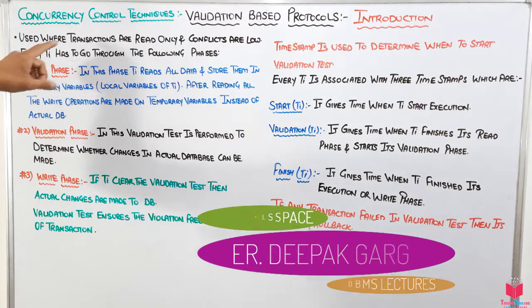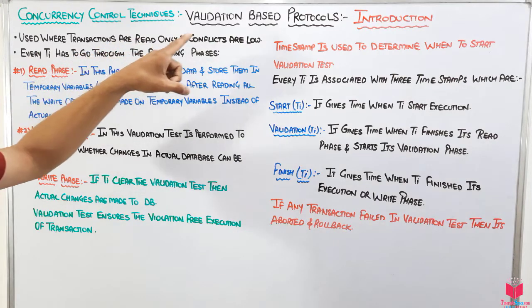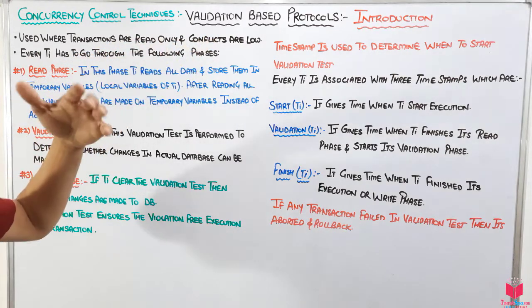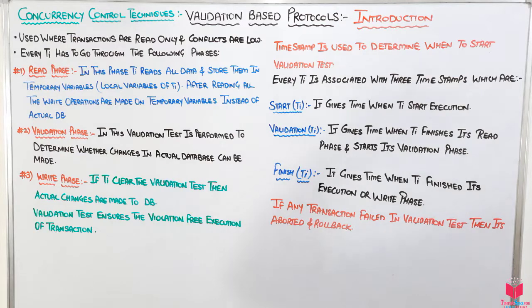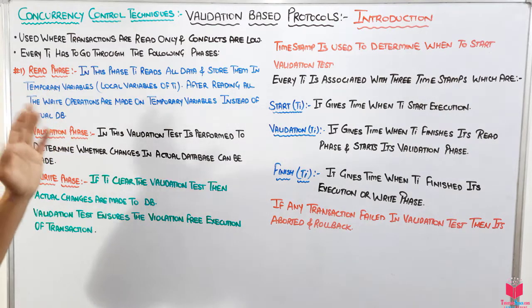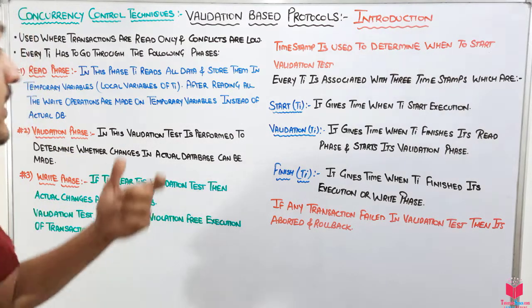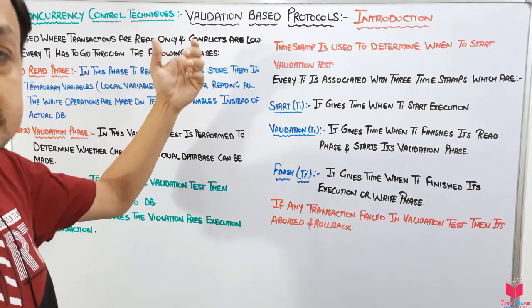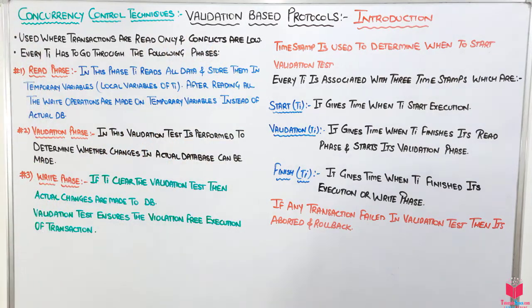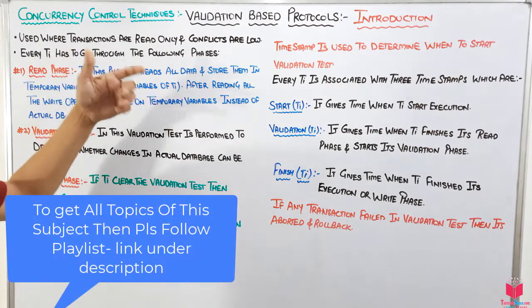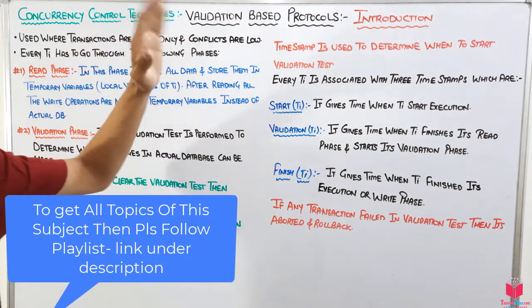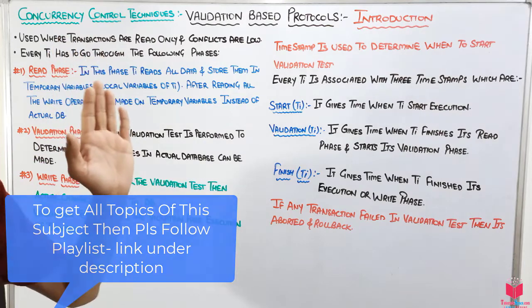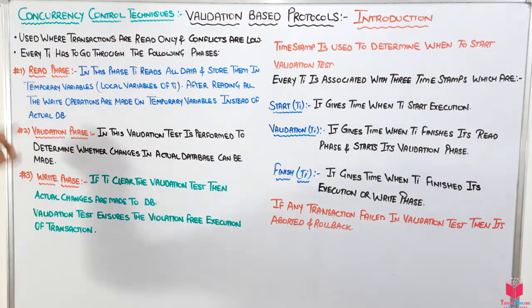It is used where transactions are read only and conflicts are low. We have to use this protocol where we have a very high number of read only transactions and where conflicting operations are low. Now every Ti, that means every transaction, has to go through the following phases. In the validation based protocol, every transaction has to follow some phases.